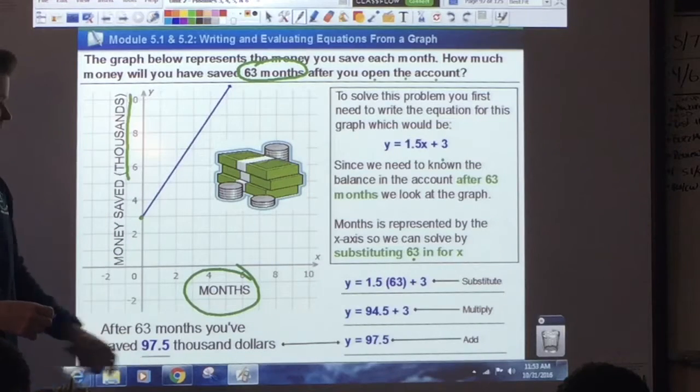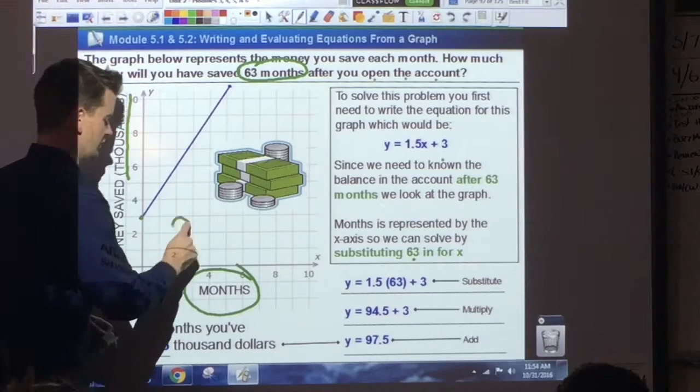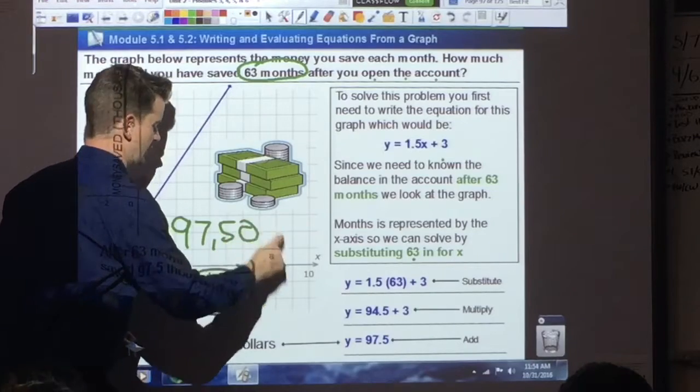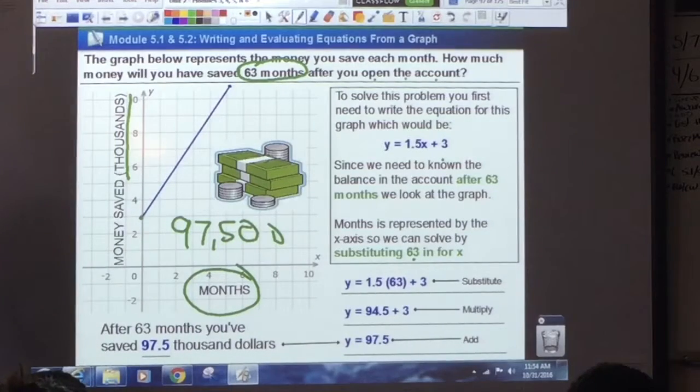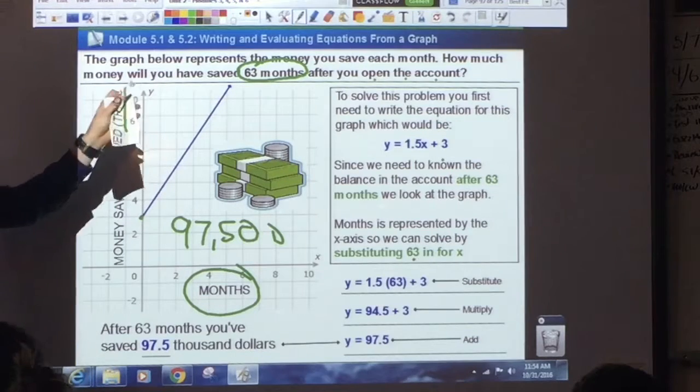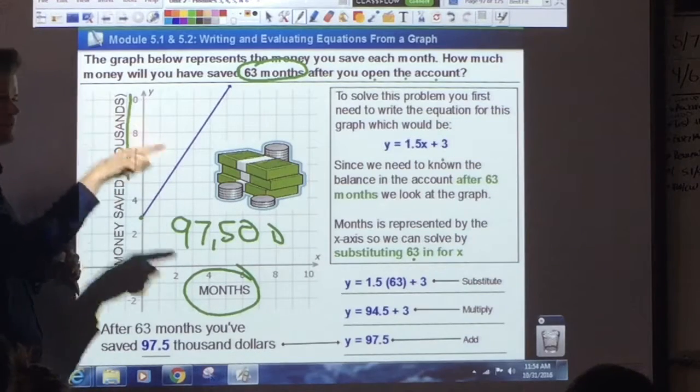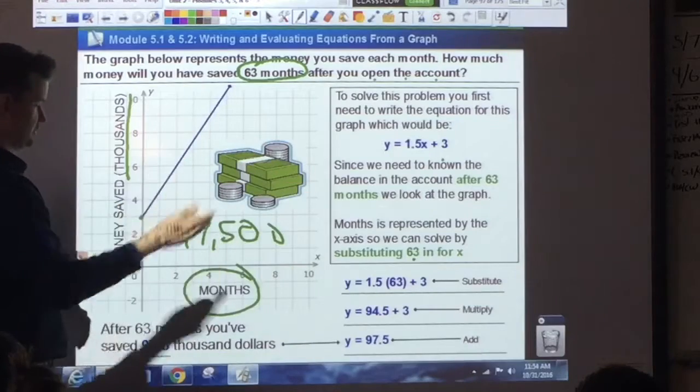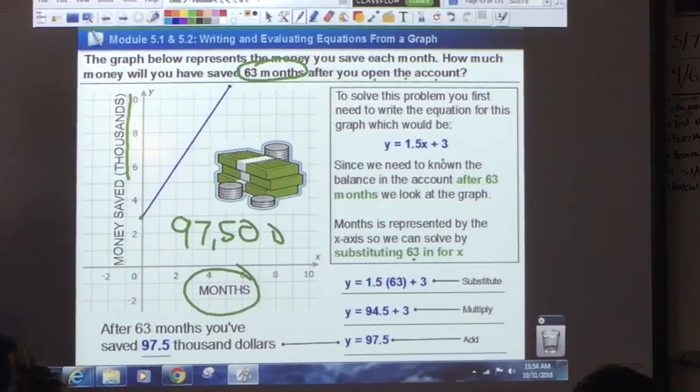63 months later, you have $97.5 thousand or $97,500, whichever way you want to look at it. So the y-intercept is how much money you started off with. It's the initial value. It's the beginning. Remember, M is how you move. B is where you begin. So we began this bank account with $3,000.